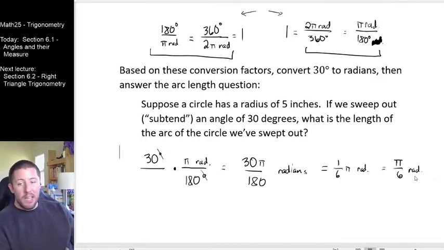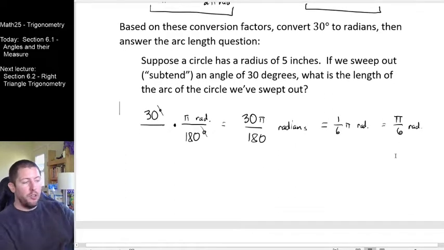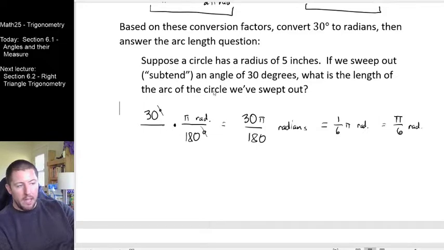And again, that's just like me saying 32 degrees Fahrenheit is the same thing as 0 degrees Celsius. They're both the temperatures at which water freezes, right? Here, 30 degrees as an angle could also be measured in radians. Pi sixths is how many radians are equivalent to 30 degrees. Right? So we have converted our angle into radians now. So now we can finally answer the question. What is the length of the arc of the circle that we've swept out?